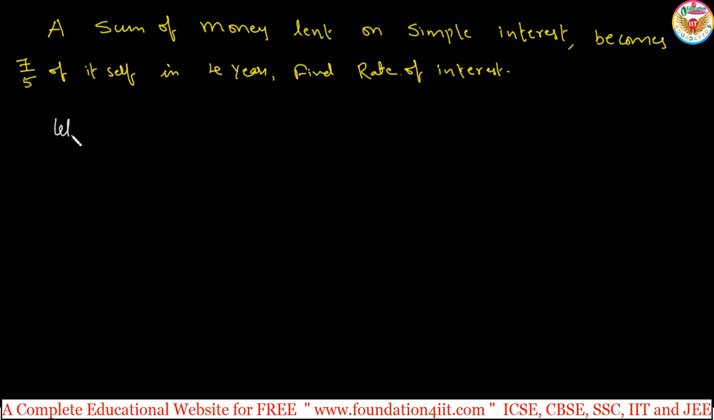In this alternative method, let the sum, that is P, be rupees 100. You can take 100. Then the amount becomes 7 by 5 of itself. Right? Then the amount is equal to 7 by 5 times of 100. So 5 times 20, 7 into 20, so 140. The amount became 140 rupees. If the principal is 100, then the amount is 140. Always take 100.